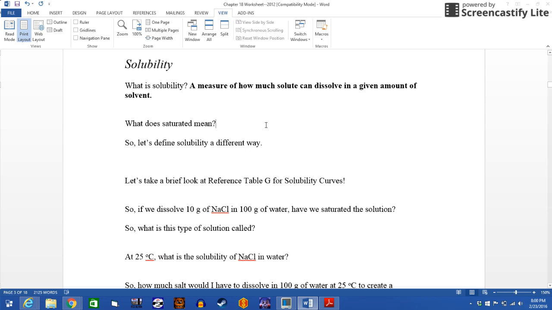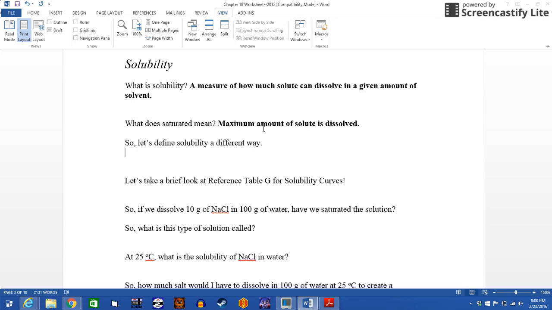But let's tie this into the whole meaning of saturation. So you can even go back to page 1 and recopy what we wrote down yesterday for the definition of saturated, which is when the maximum amount of solute is dissolved. So if that's the case, put these two things together. How could you put solubility in terms of the word saturated?